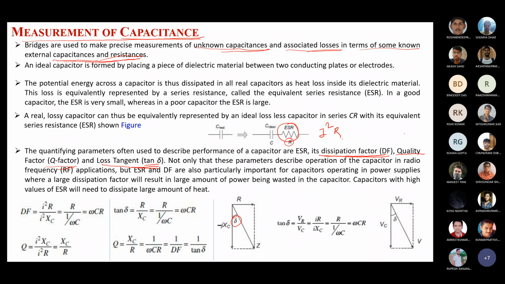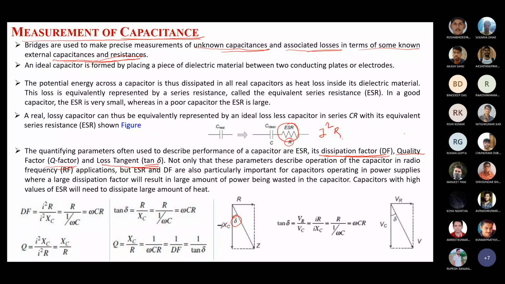You know that for the measurement of unknown inductance, we also find out the Q, which is omega L by R, so XL by R. In that case, for the capacitor the Q value will be XC by R. The value of XC equals 1 by omega C, so Q equals 1 by omega C R.